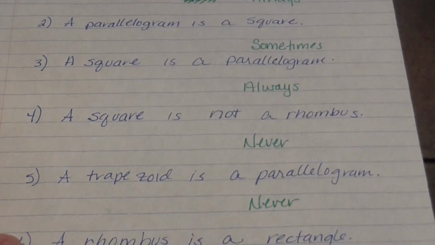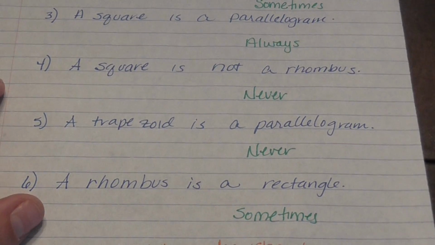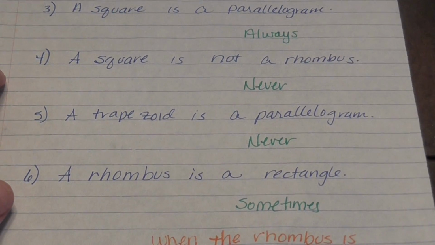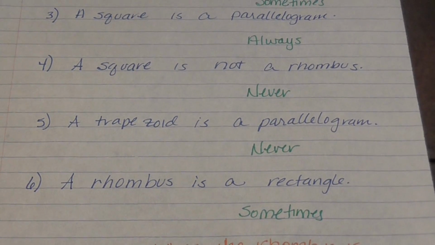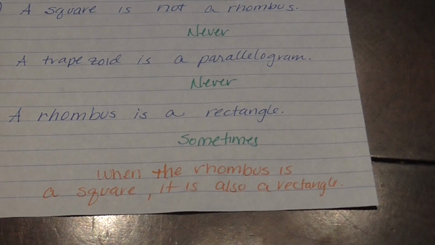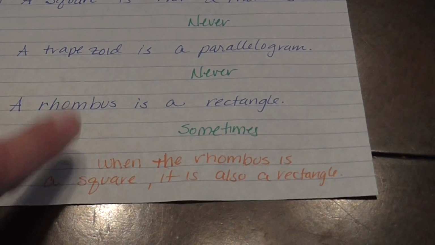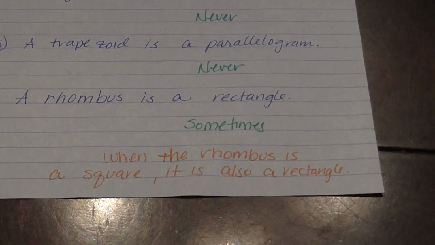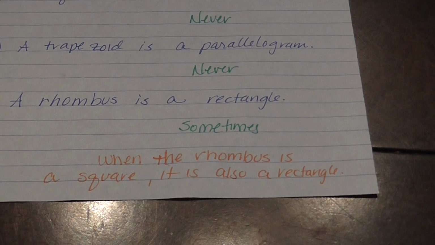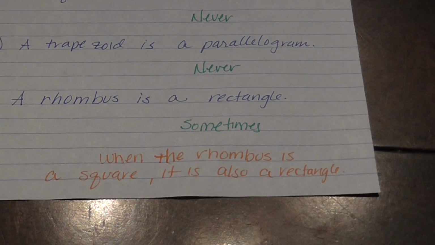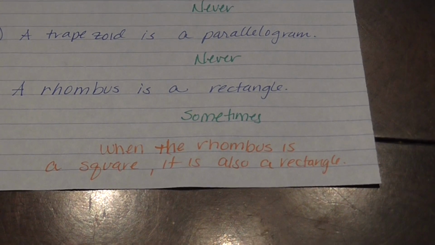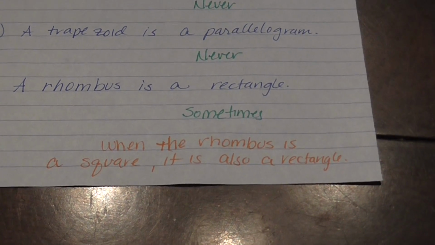That's never true. The little exception to this rule is a rhombus is a rectangle. And I have to use sometimes, but it's not really sometimes, it's only one time. When the rhombus is a square, it is also a rectangle. That's the only exception to the side-to-side rule. So when it has all four sides congruent and all the corners are exactly 90 degrees, that is when the square is both a rhombus and a rectangle.